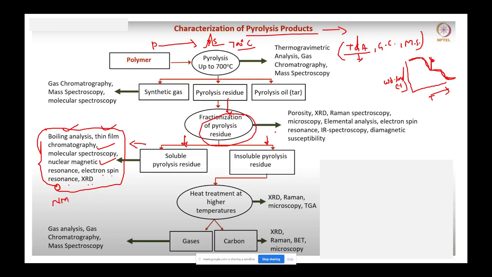Do you know what NMR does? What does NMR do?